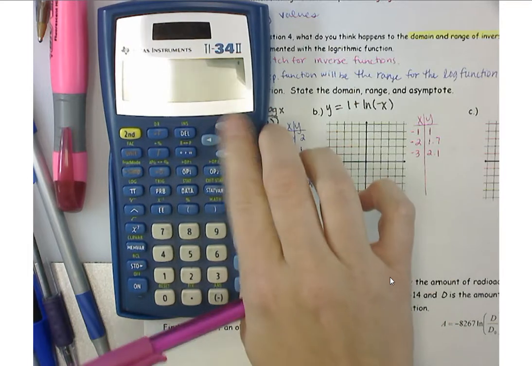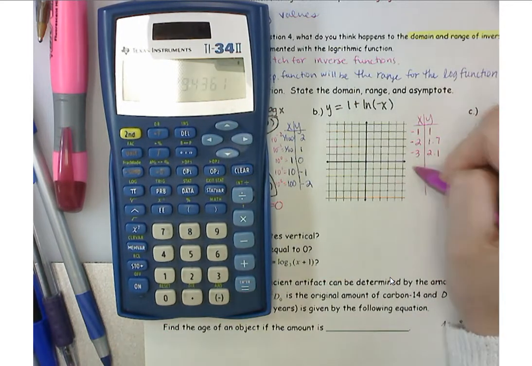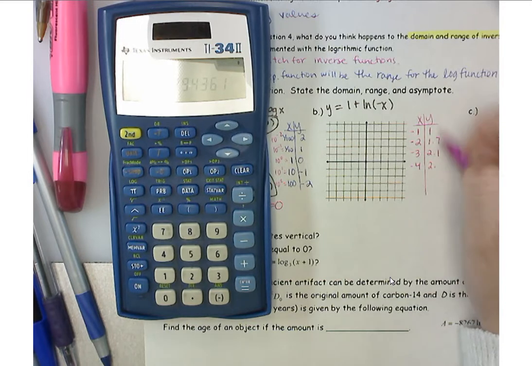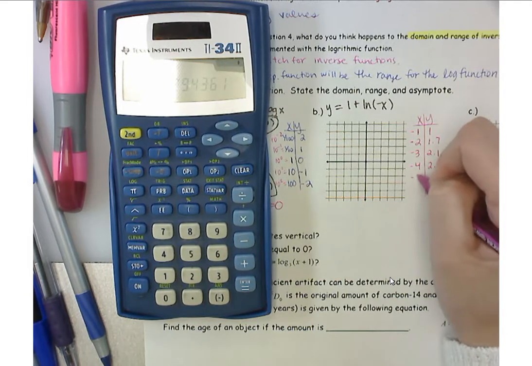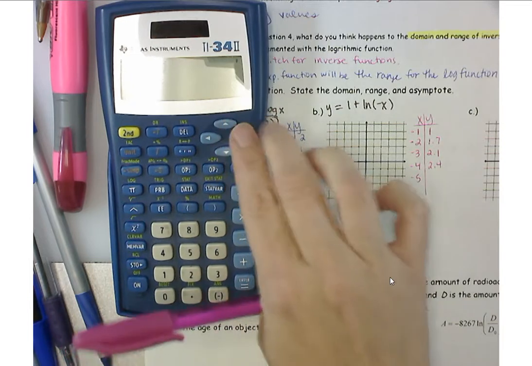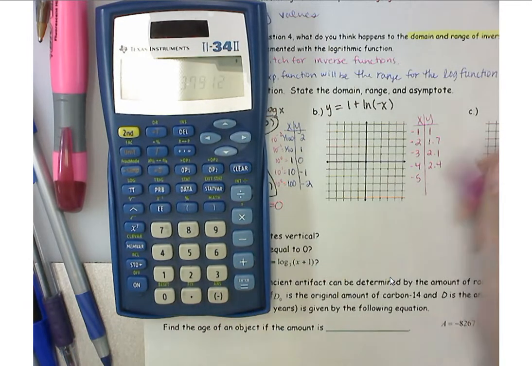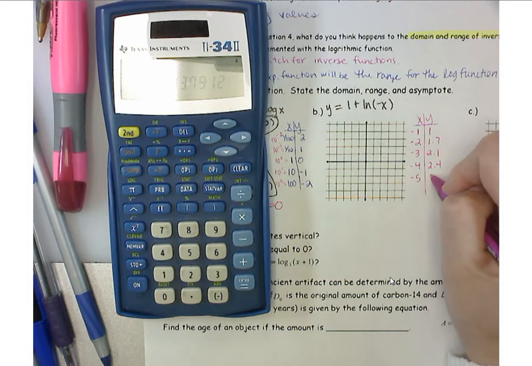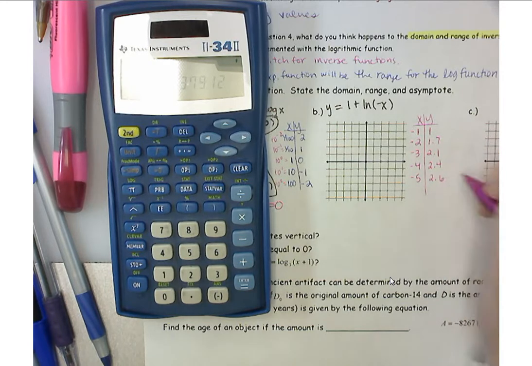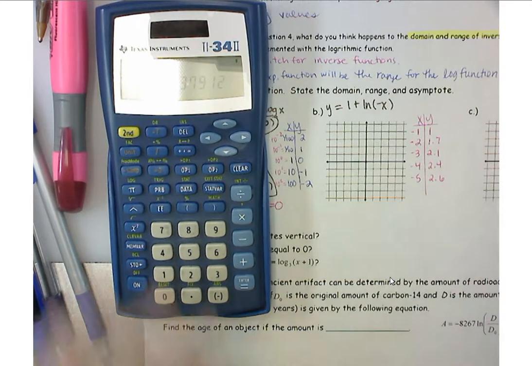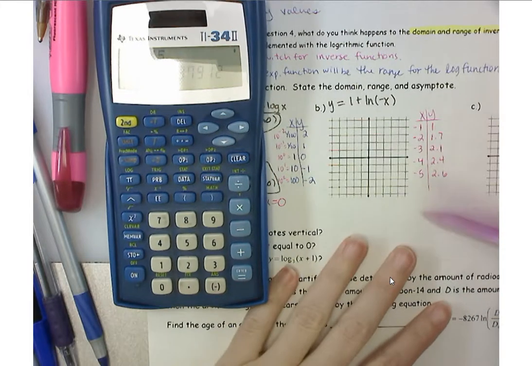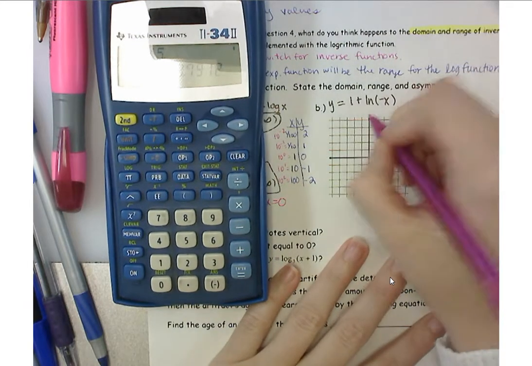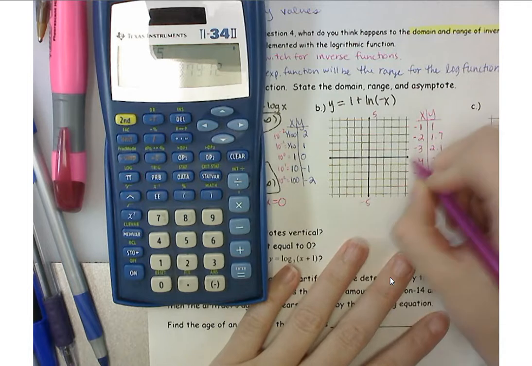If I plug in 4, adding 1, I'd have 2.4. Okay, and then let's go ahead and plot these. I usually just stick with 5 points. And I can do from 5 to 5 here, so that's fine with the points I have in my chart.